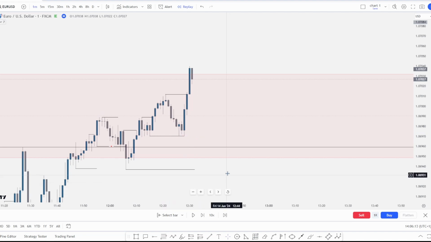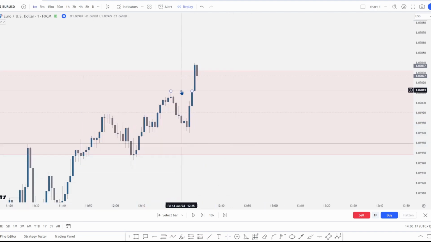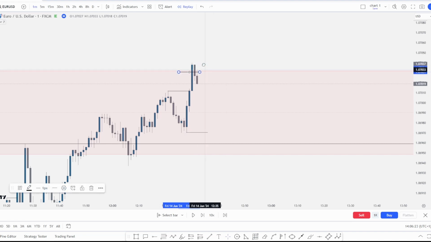So until we get a breakdown, we're actually just going to highlight this stuff and get rid of a lot of it. Just clear up the space. This is our new low. Do we form a new high? Yes, we do. This is our new high. So this is our range right now.